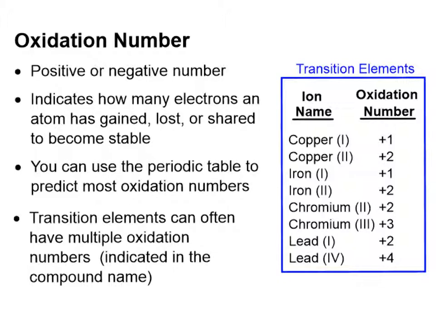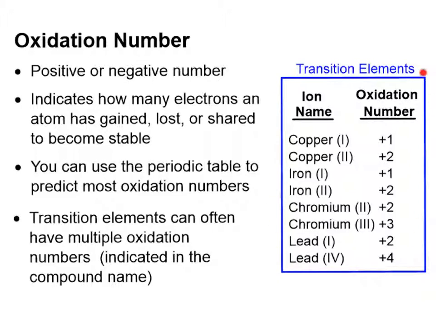You can use the periodic table to predict most oxidation numbers, and we're going to look at how we do that. However, the transition elements are kind of special, and oftentimes transition elements will have multiple different oxidation numbers that they can achieve. And so I will only ask that you learn how to use a table in order to find out what the oxidation number is for different elements. I'm not going to ask that you go around and memorize all the different varieties for the different transition elements.